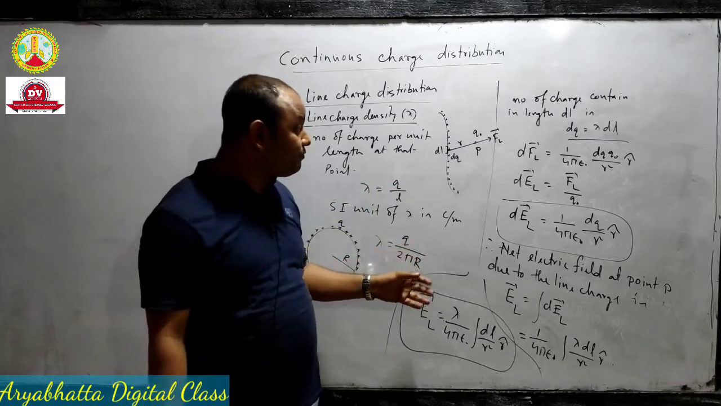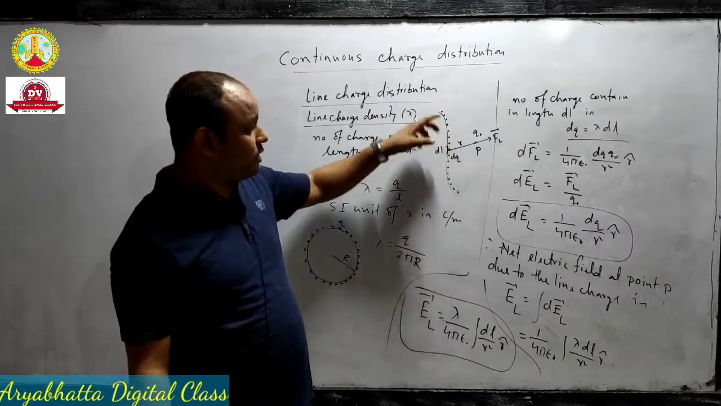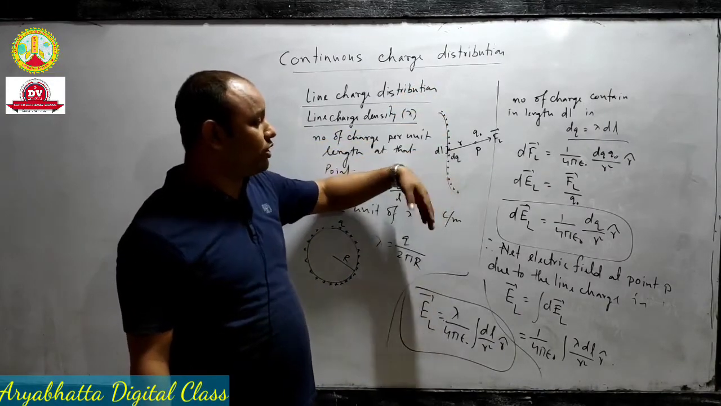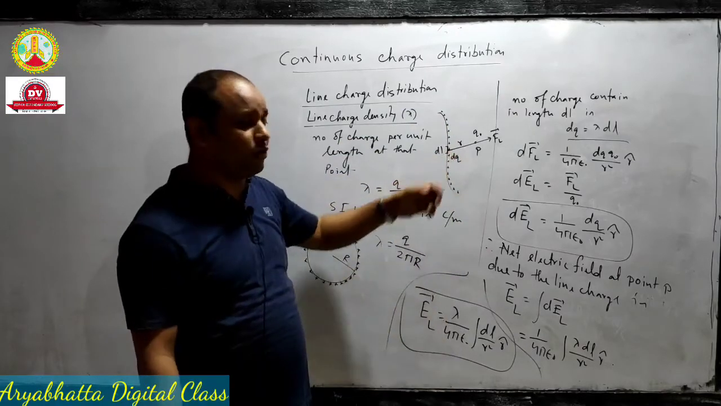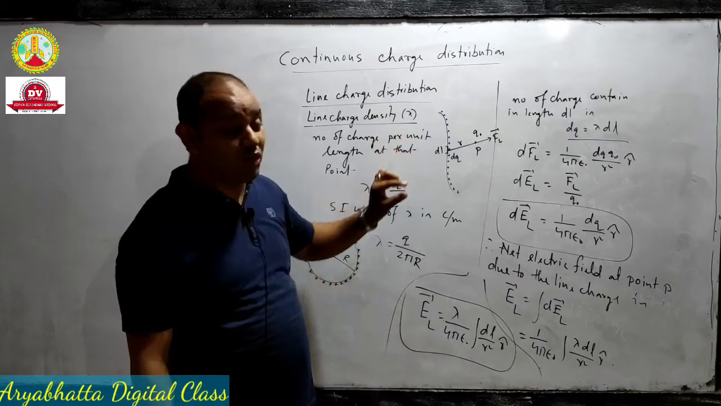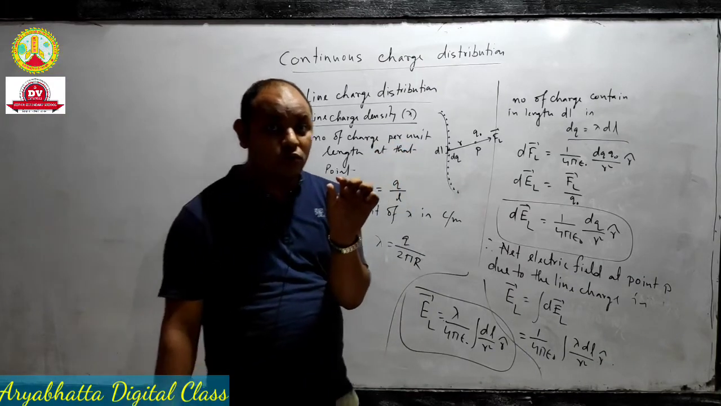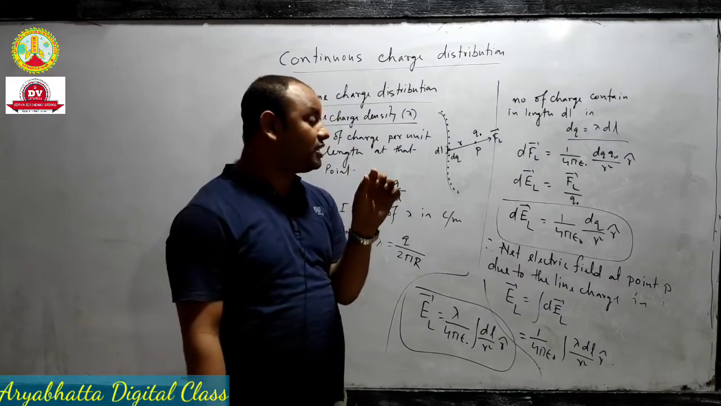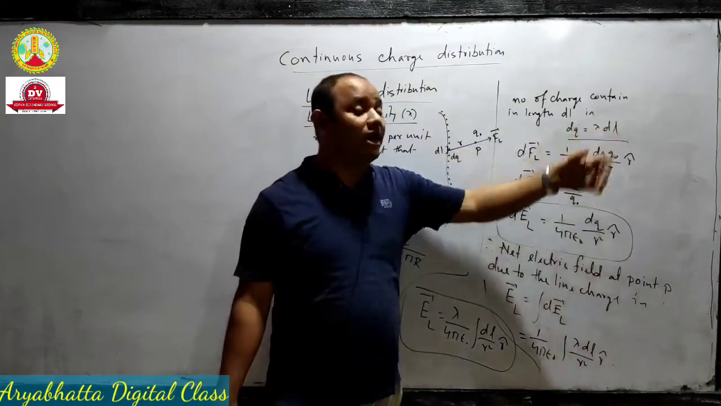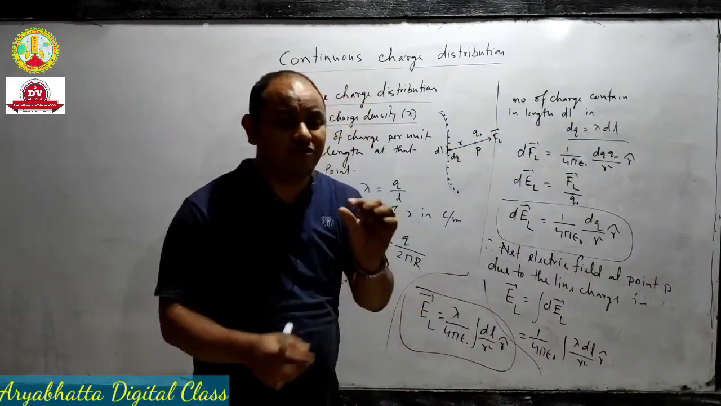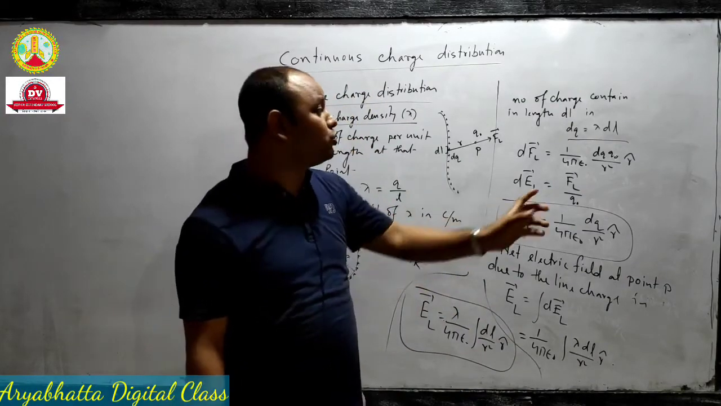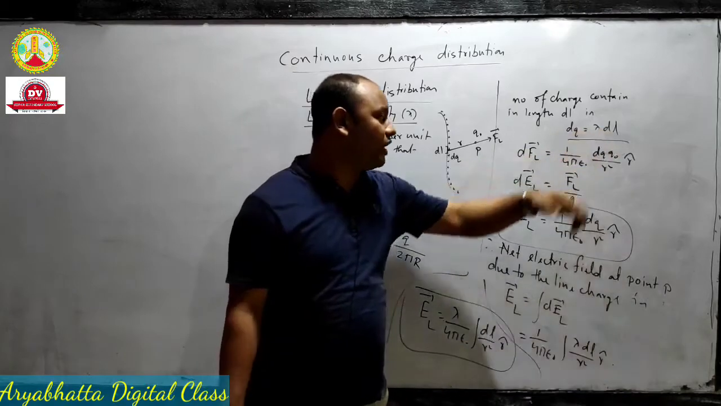उसके बाद हमने क्या कहा? ये जो लाइन चार्ज है, here charges are uniformly distributed, and due to this line charge we are going to calculate the electric field at point P. ओके उसके लिए हमने क्या किया, we have considered a very small length dl. उसी लेंथ में कितना चार्ज होगा, the charge contained on that length dq will be equal to lambda into dl. यानी we have considered a very small length dl, on that length कितना चार्ज होगा, the charge will be dq which is equal to lambda into dl.